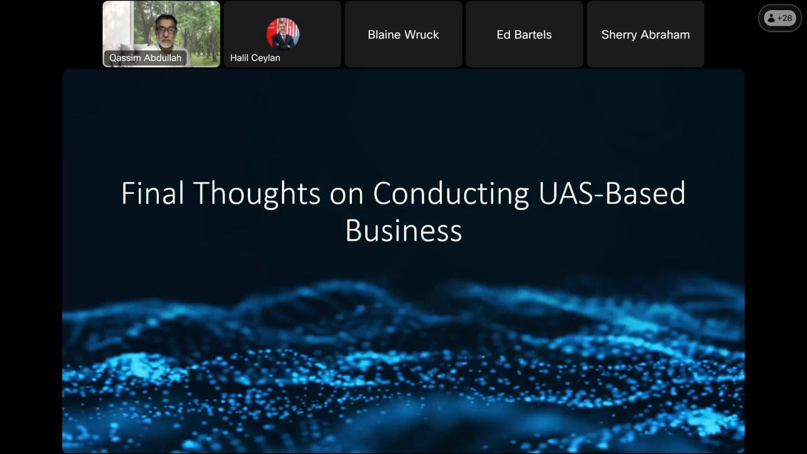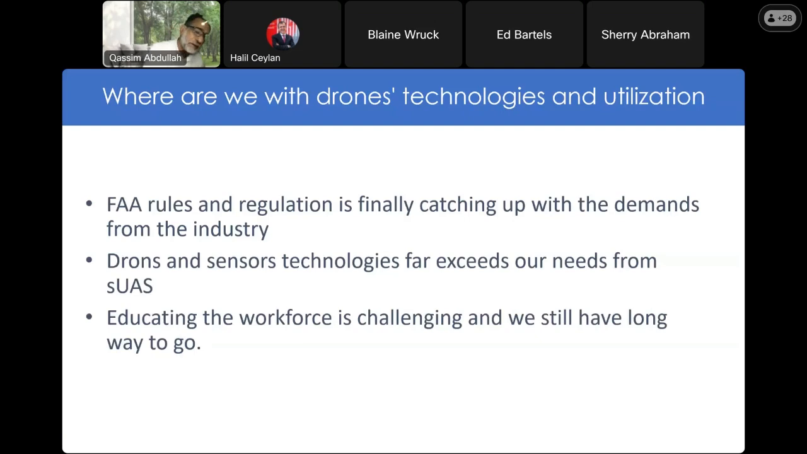We did it for Caltrans. So, my final thoughts on conducting drone business, contracted with the California State University: regulation is finally catching up with the demands. That's the technology for them. Like I said, we struggled at the beginning, but there was a lot of pressure on them. They have a nice test field, which you see here on the left, and they have like 83 now. Drones and sensor technology far exceed our checkpoints.